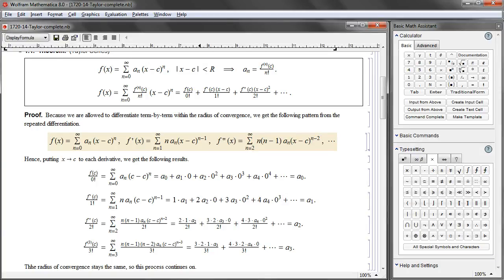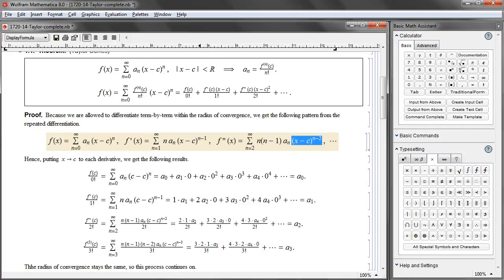Now, if you plug in x equal to c, then basically you're plugging in x equal to c over here. You're going to get (c minus c) to the nth power and (c minus c) to the n minus first power. You're creating a bunch of zeros here. (c minus c) to the n minus second power, and so on.